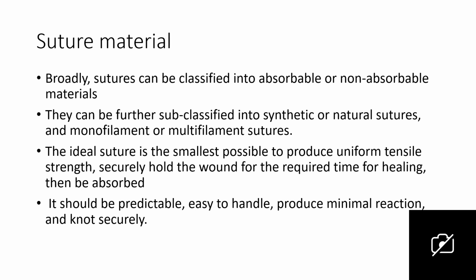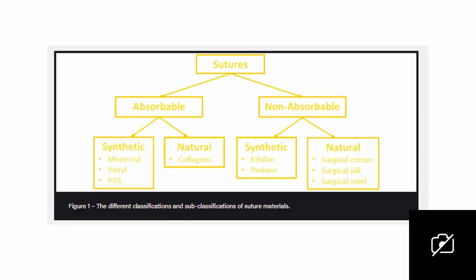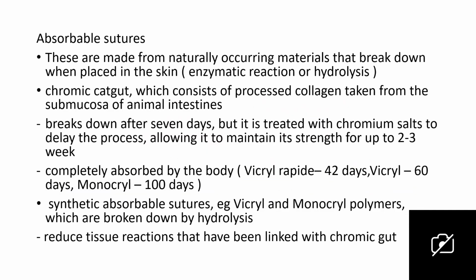The ideal suture is the smallest possible to produce uniform tensile strength, securely hold the wound for the required time for healing, then be absorbed. It should be predictable, easy to handle, produce minimum reaction, and not slip. This is what we mean by that. Sutures: absorbable, non-absorbable. Absorbable can be synthetic or natural. Non-absorbable can be synthetic and natural. Okay? These are the type of examples.